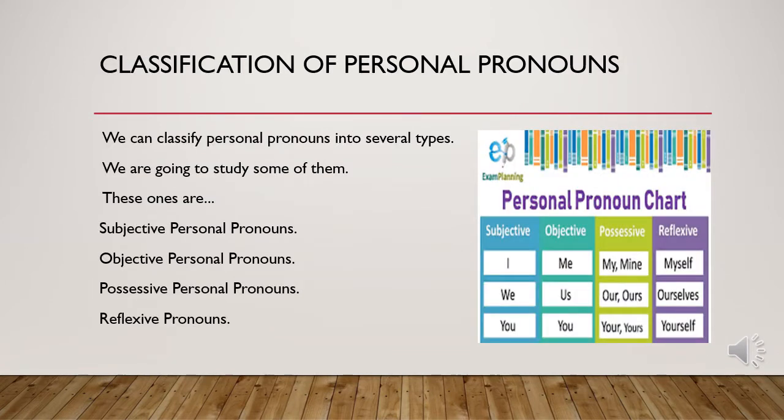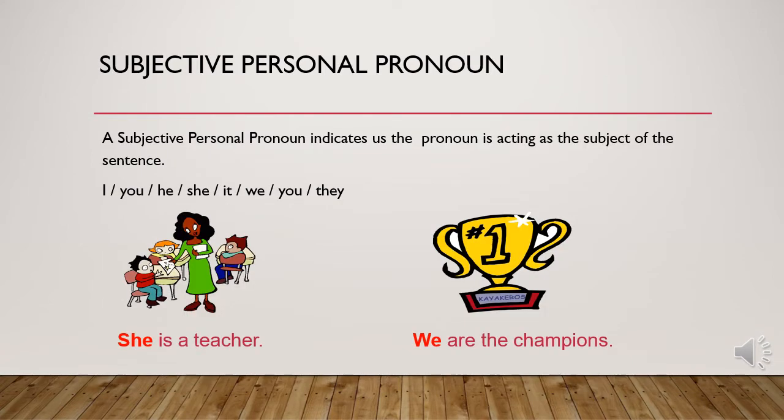My dear students, grammarians have classified personal pronouns into 4 kinds. They are subjective personal pronouns, objective personal pronouns, possessive personal pronouns, and reflexive personal pronouns. A subjective personal pronoun indicates the pronoun is acting as the subject of the sentence. They are I, you, he, she, it, we, you, and they.